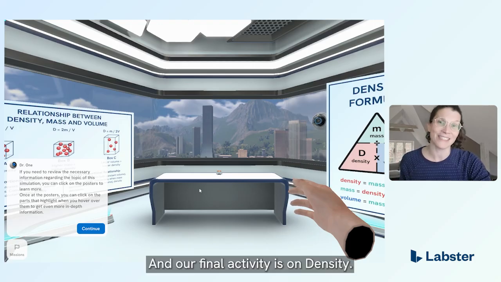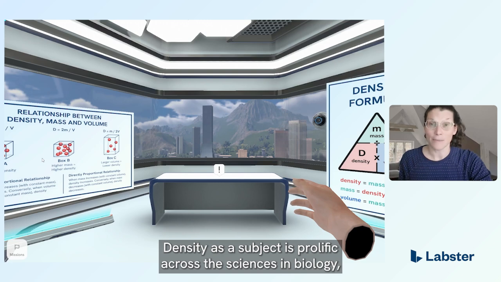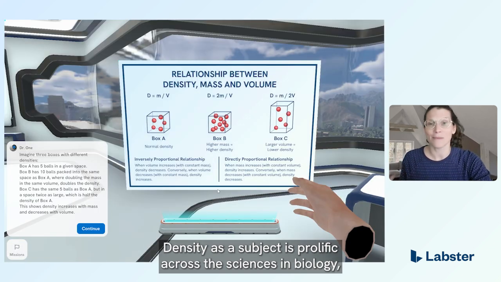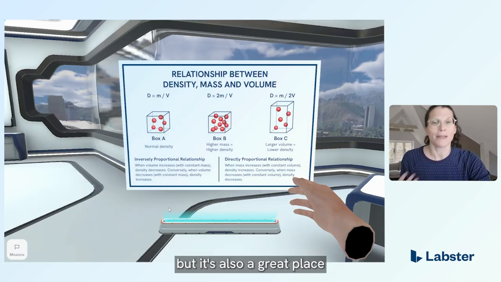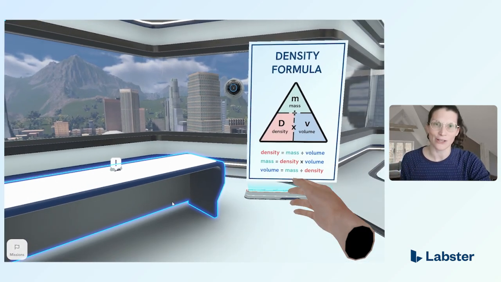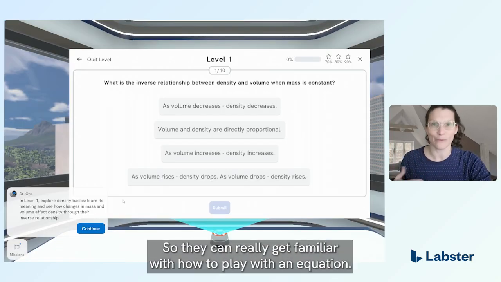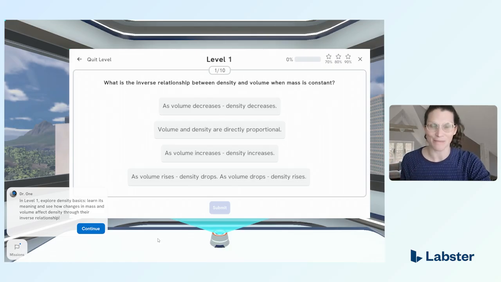And our final activity is on density. Density as a subject is prolific across the sciences in biology, physics, and chemistry, but it's also a great place to build confidence and practice manipulating equations. So in this activity, we take students through that D equals M over V in every form so they can really get familiar with how to play with an equation.